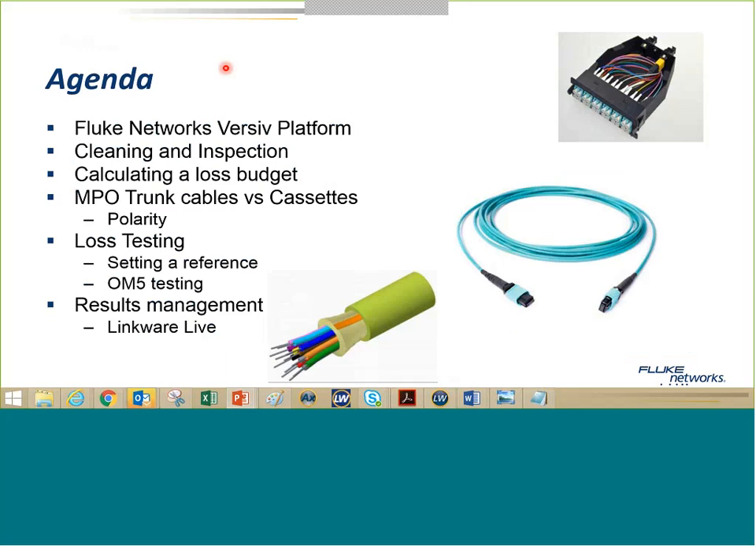So today, briefly, it's a commercial presentation. We're going to talk about the Fluke Networks Versiv platform. Cleaning and inspection, which probably should be inspection and, if necessary, cleaning, but boy, our biggest impediment to fiber. Calculating a loss budget. There are established methods for testing our friends, the MPO cables, the MPO trunk cables, and the cassettes. But knowing what your loss budget is, knowing what is going to be a pass and a fail value is important for us.